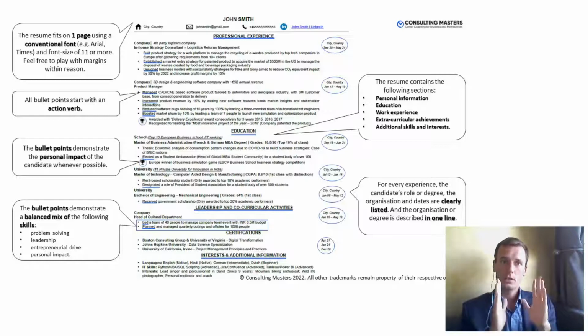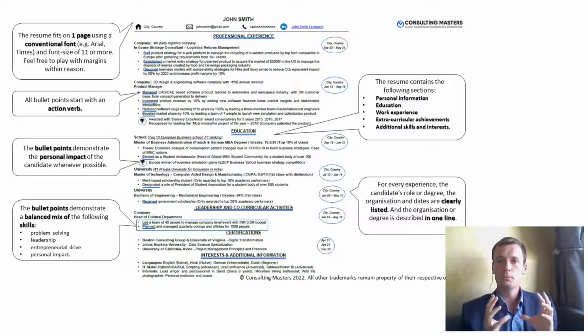Rule number 1. Your CV is one page and you are using conventional font types, for example, Arial or Times New Roman. And the font size should be at least 11 or even more. Feel free to play with the margins within reason.